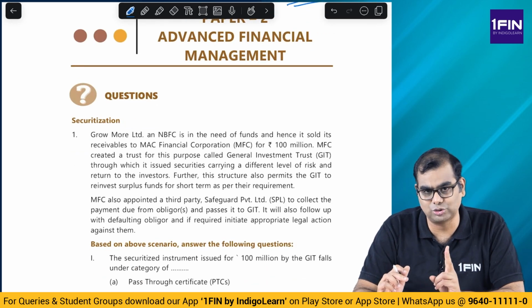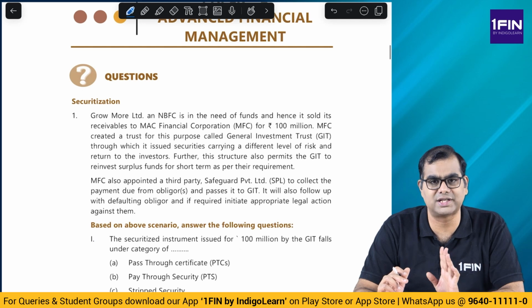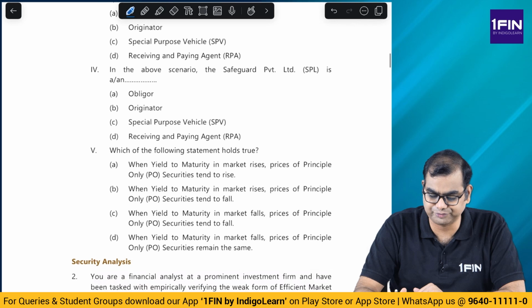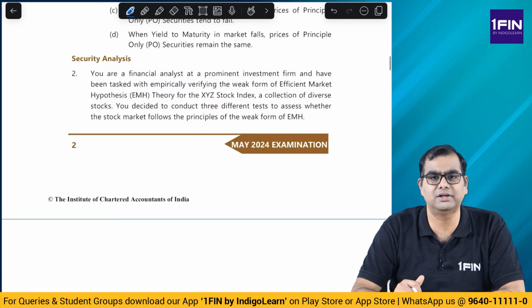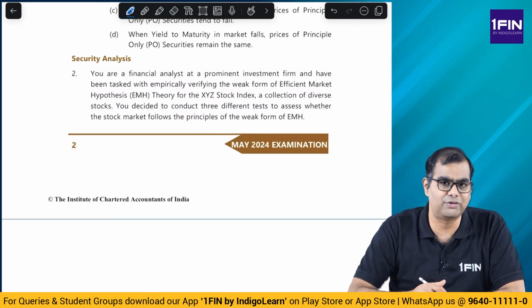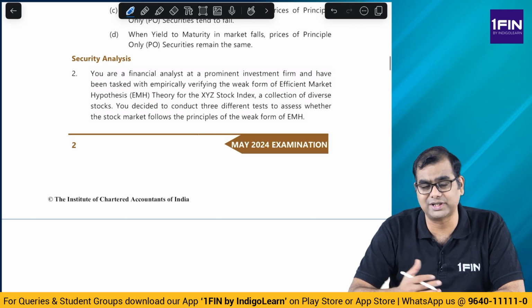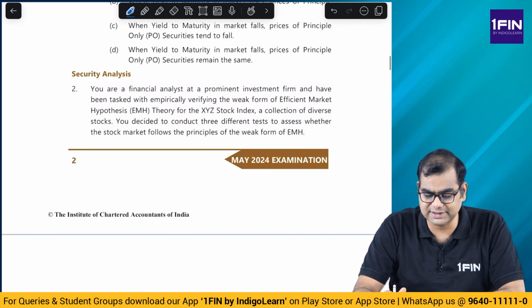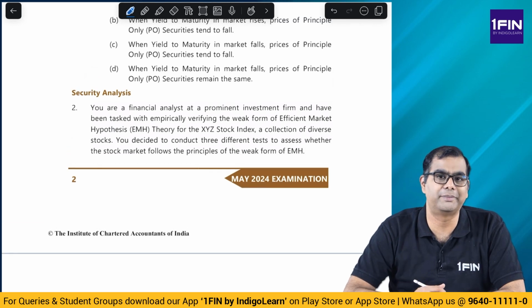They have only added two things, which are two small case study based questions. One is from securitization chapter and second is from security analysis chapter. Just to give you a perspective of how MCQs could potentially be in the exam. But other than that, everything else is actually questions from P590.